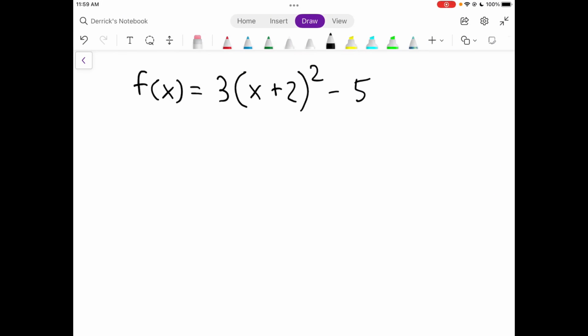So for an example, let's take a look at this quadratic function here. F of x equals 3 times the quantity of x plus 2 squared minus 5. So first thing I want to do probably is determine what the vertex of this line would be. Well, I know my vertex is h comma k. H is going to be the number inside the parentheses with x, that's either adding or subtracting to it, and k will be the number outside of the parentheses that's either adding or subtracting to that entire quantity.